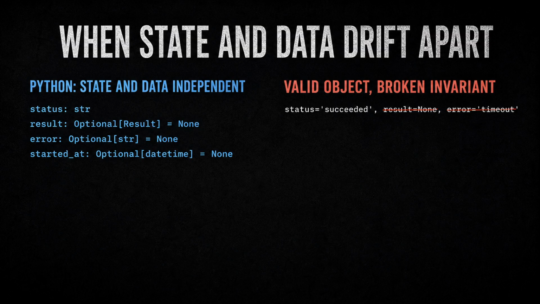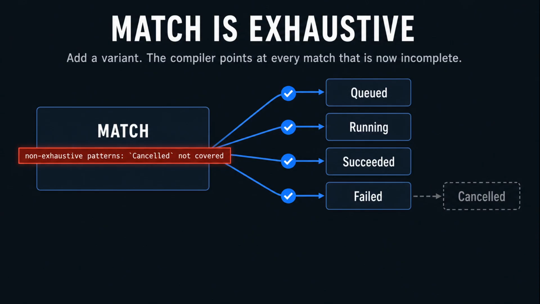Right. In Python, you write a class with a status string and a pile of optional fields, and nothing stops a logically broken value from existing. A status of succeeded with a result of None, a status of failed with no error. In Rust, the type makes that combination unrepresentable. If you want succeeded, you provide the success data. If you want failed, you provide the error. The bug class disappears.